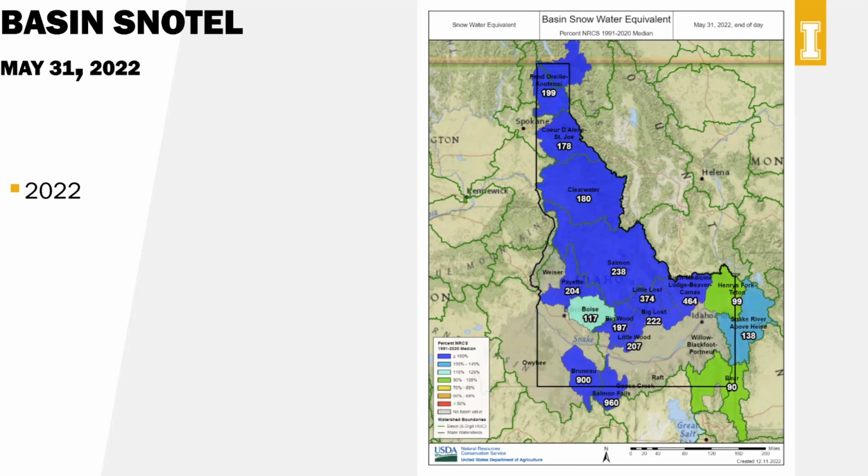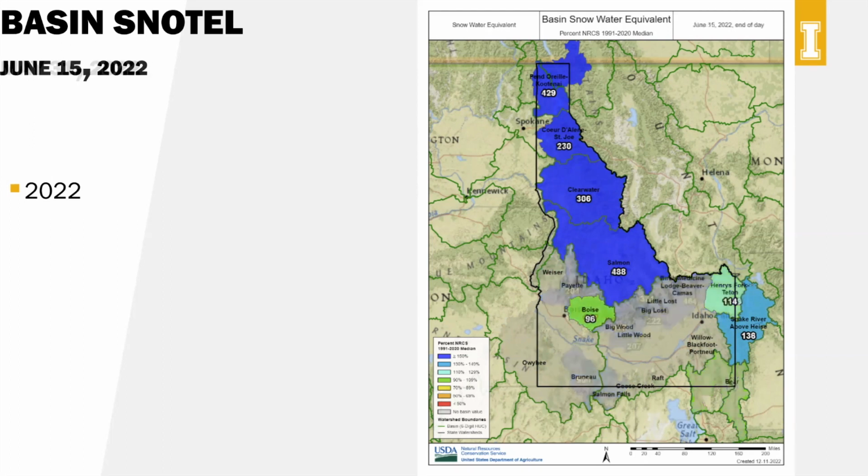Here at the end of May, Basin SWE continued to look really good, actually even better than it did at the end of April. This is largely due to the cooler conditions that delayed the melt, more so than any big influx of precipitation. Here in the middle of June, the percentage of median SWE kept going up, and again, this is largely because of the delay in the melt. I'll take a look at that in just a minute.